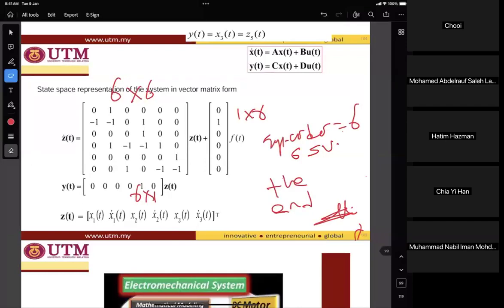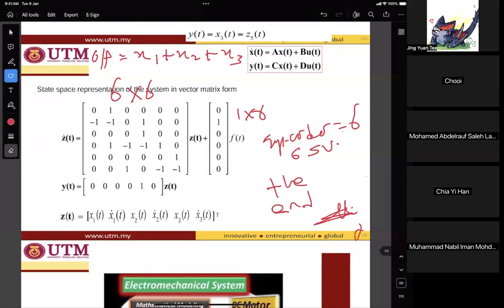Hatim. Yes, doctor. If the output is x1 plus x2 plus x3, what is the output equation? So it is 1, 1, 1, 0, 0, 0. Okay. Correct.